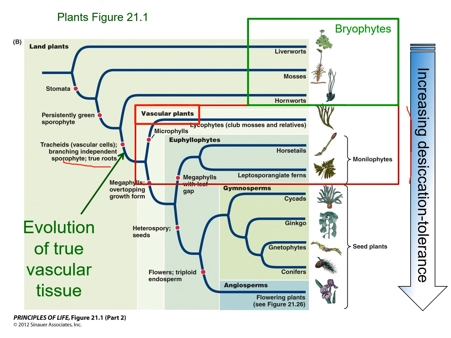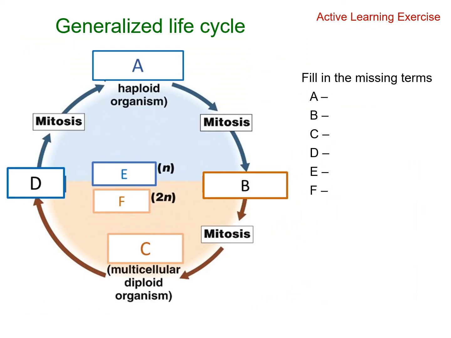Increasing desiccation tolerance. So life cycles are something that are going to come up in the next few lectures and in the fungi lecture and of course in the lab. So I'm going to leave you with a little break here where you can think about this generalized life cycle and practice thinking about this. This is an active learning that I talked about before. If you can make it active, it's going to be more valuable. And think about how you fill in the missing terms. So what would you need to put in this A box here? So have a go at that and I'll see you shortly.